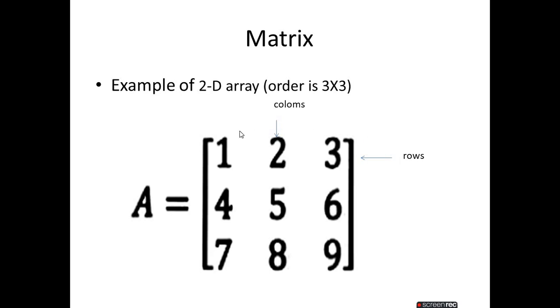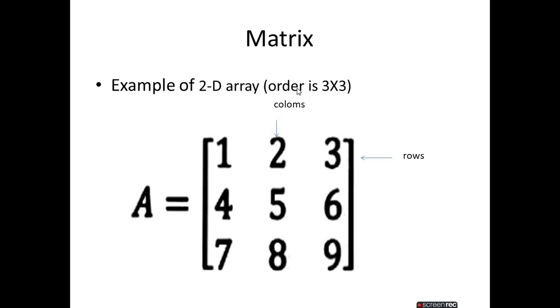Why? How many rows? 3 rows. How many columns? 3 columns. So what is the order? First the row comes, then we take this symbol, the cross symbol or into symbol, then the column number. So 3 rows: 1, 2, 3. Then into means cross. This 3 denotes the 3 columns: 1, 2, 3. So the order is 3 cross 3.